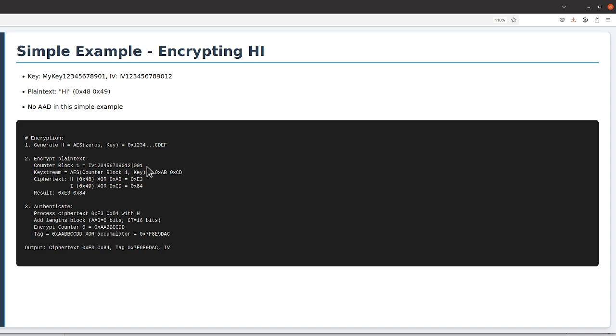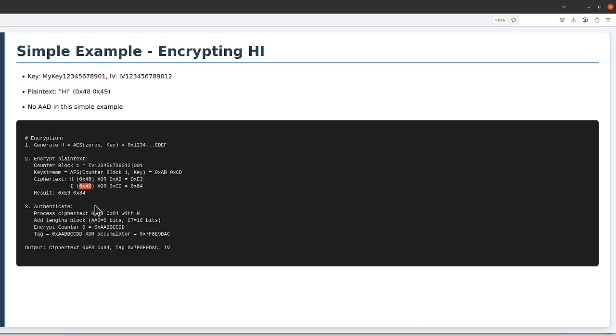First, let's discuss the setup. Our secret key is my key, beginning with 12, ending with 01, which is 16 bytes for AES-128. Our IV is IV, beginning with 12, ending with 12, which is 12 bytes. We have no additional authenticated data in this simple example. Our plaintext is HI, which is 2 bytes. H is 0x48, and I is 0x49 in hexadecimal.